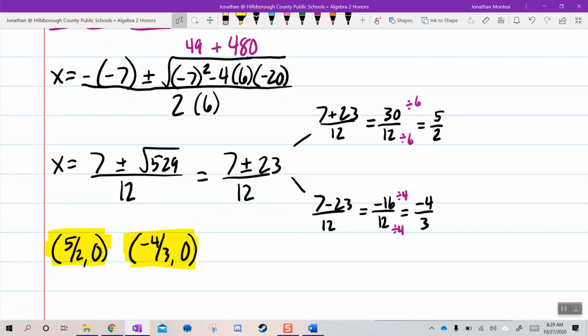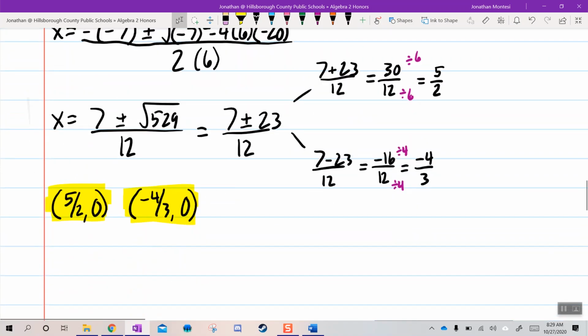Okay, so there are some regular answers, more or less. Fractions are fine. Don't fear the fractions. They're just two numbers on top of each other.